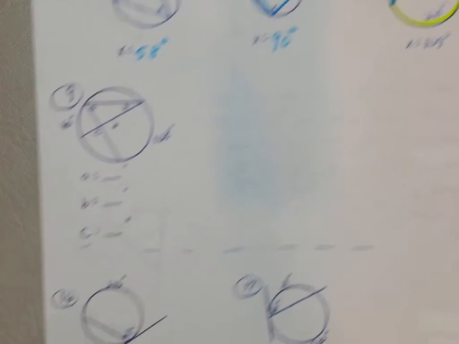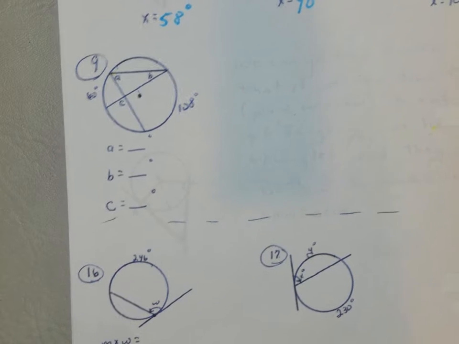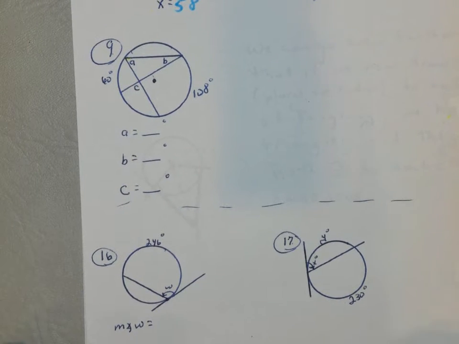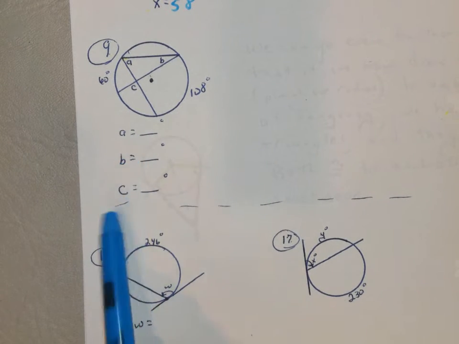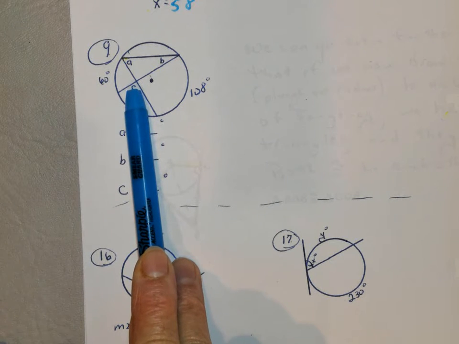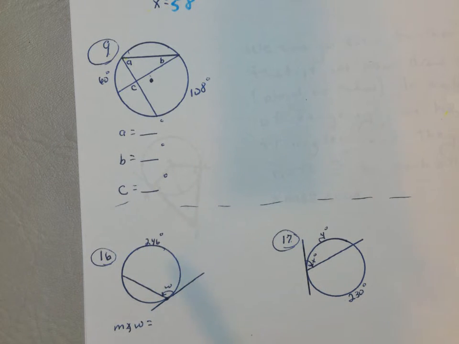Now let's take a look at this beautiful diagram that has many inscribed angles. Okay? So we want to find A, B, and C. So here's angle A, here's angle B, and here is angle C inside. Okay, well, let's see how we can do that.